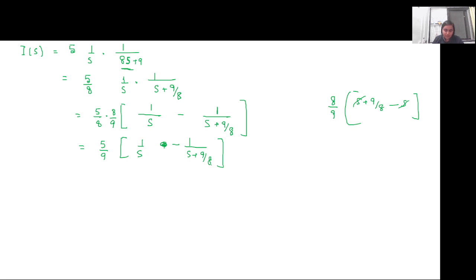So now we can take the Laplace inverse to take it to the time domain. So I of t will be Laplace inverse of whatever this equation is. So it will be 5 by 9. Laplace inverse of 1 by s is u of t. And so s plus 9 by 8. So it will be e to the power at times u of t, right? What is the value of a here? 9 by 8, ma'am. Minus 9 by 8, right?